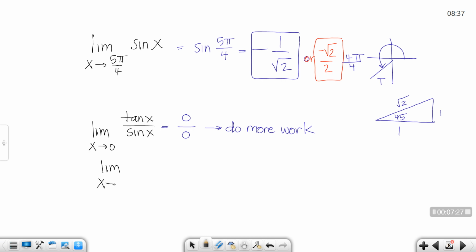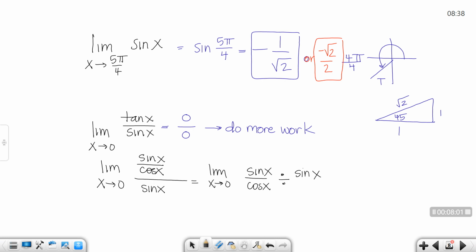So here we go. In order to simplify this trig expression, I'm going to turn everything into sines and cosines. So remember, the tangent is sine over cosine. And then you have a sine in the bottom. Okay, so let's fix this complex fraction. So it's sine of x over cosine of x. I'm going to divide by the sine of x. Okay, so that's just rewriting that fraction in a different form.